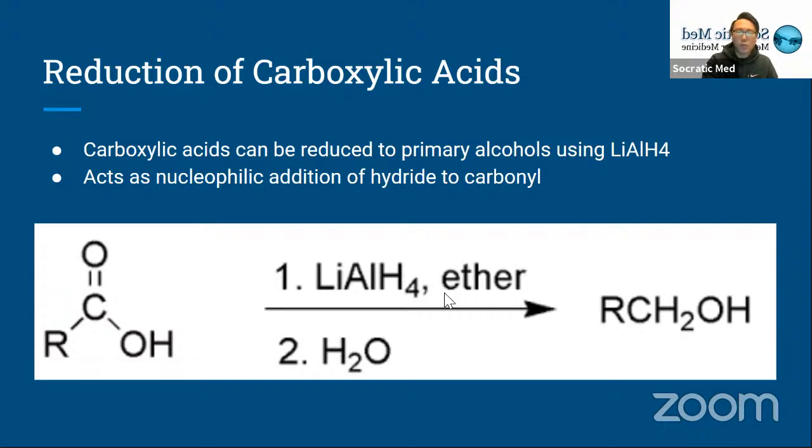As a rule of thumb, for oxidizing agents, if you see a lot of oxygens in that reagent, it's an oxidizing agent. Oxidizing agents have a lot of oxygens. For reducing agents, usually you can tell it's a reducing agent if it has a lot of hydrogens attached to it. You can see for this lithium aluminum hydride, there are 4 hydrogen atoms attached to it. So that's the reduction of carboxylic acids.